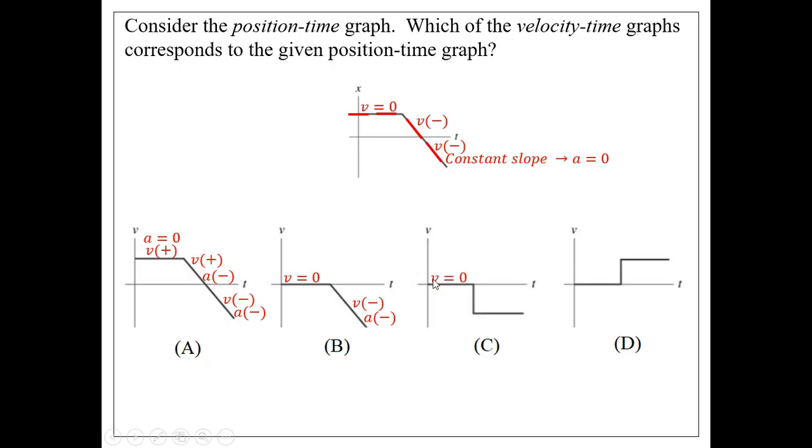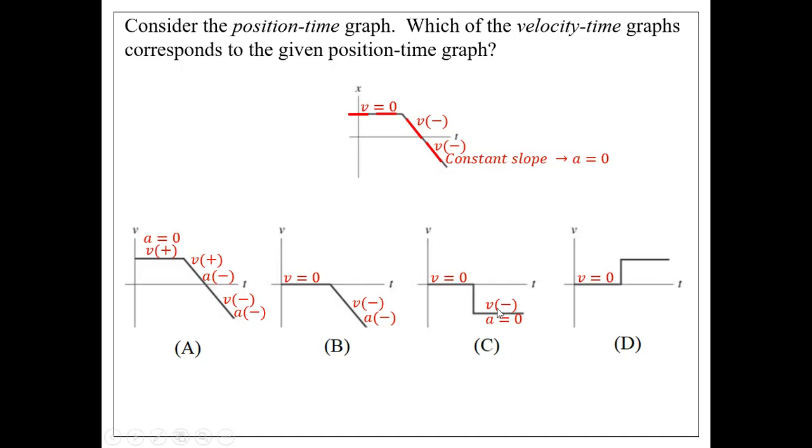C here is saying V is equal to 0, and then all of a sudden here, V is equal to some negative value. But if you look at the slope here, it is flat, meaning A is equal to 0. V, again, is negative because it's beneath the t-axis. A is 0 because the slope of this line is 0. All right, let's go ahead and crack out D, and then hopefully we can cross the answer choice out.